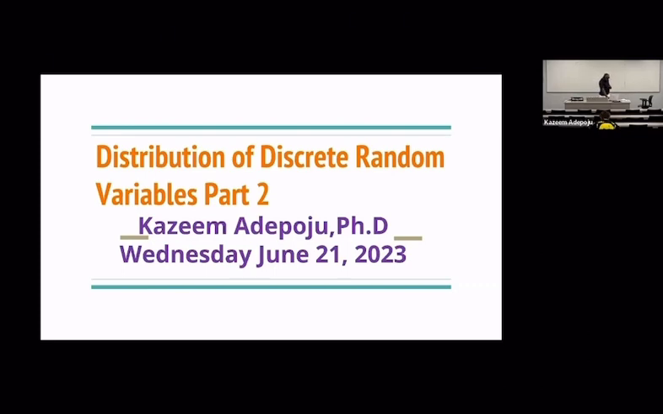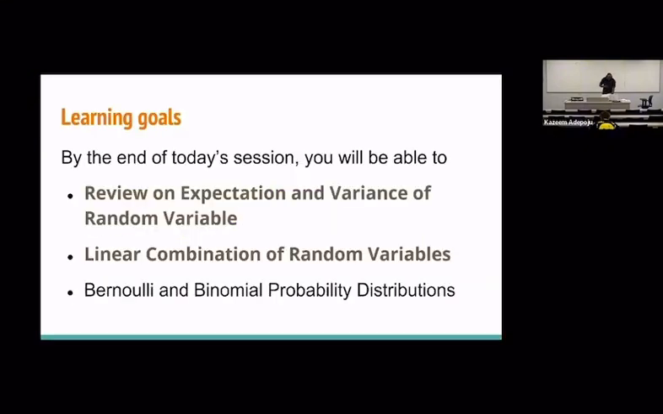Okay, so in the outline today, I'm actually going to review expectation and variance of random variable that we started yesterday. Then I'm also going to walk you through what I call linear combination of random variables. Then from there, I'm going to introduce you to Bernoulli and binomial probability distributions.